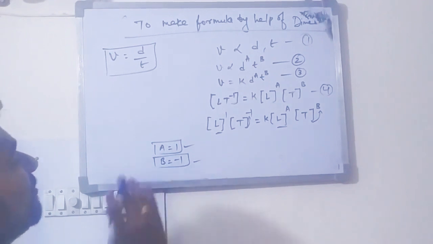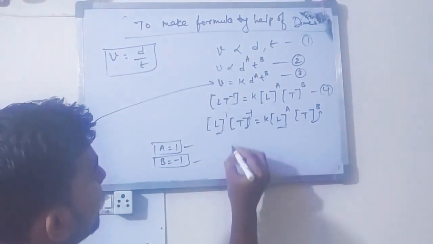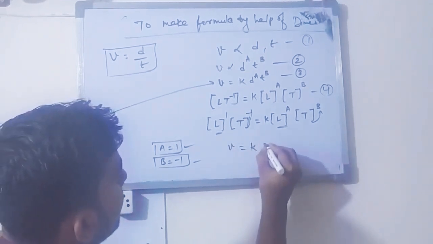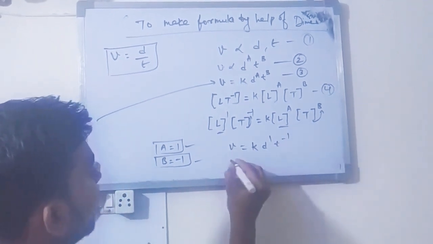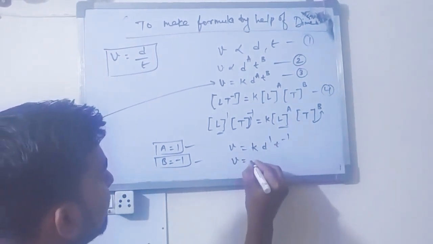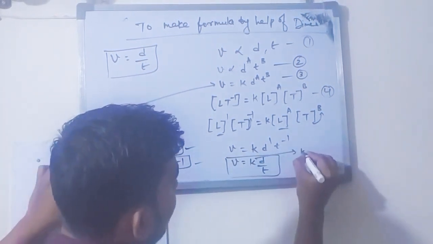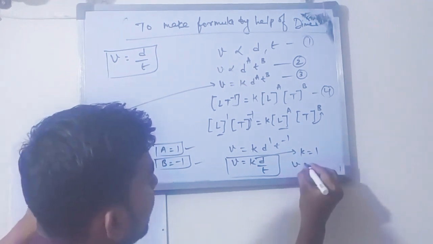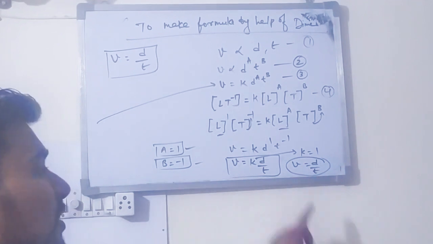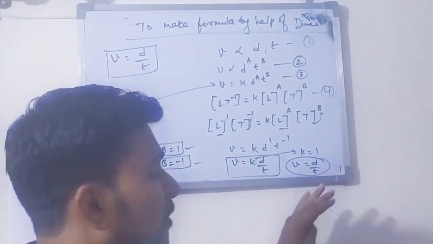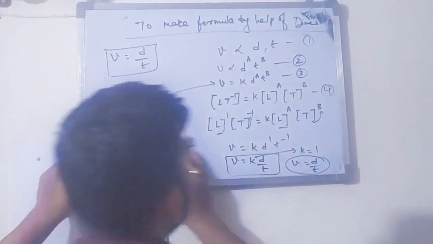Now when you have the values of A and B, go to step number 3 and put in the values. So V is equal to K, d to the power A, meaning 1, and time power is minus 1. Minus 1 will go to the denominator, then you will get V equals K d upon T. And here K is a constant, whose value is 1. So you get the formula V equals d upon T. Like that, we can derive the formula of velocity. That velocity formula is displacement upon time. One more example I'm taking to clear your concept.